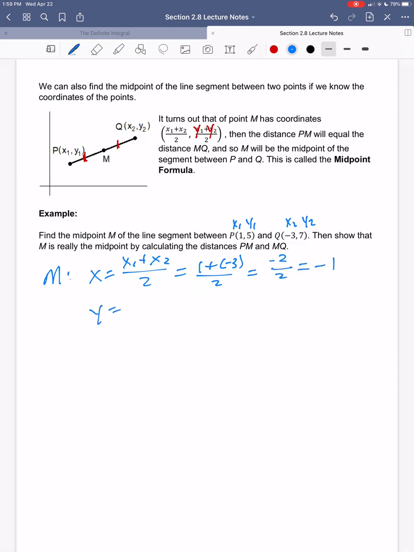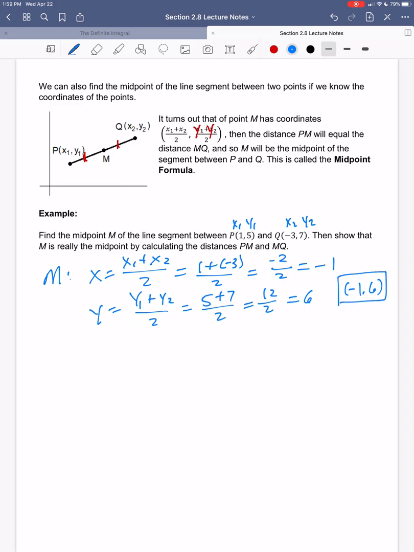My y coordinate is going to be y1 plus y2 over 2. So that's going to be 5 plus 7 over 2. That would be 12 over 2, which would be 6. So I get that my midpoint is the point negative 1, 6.